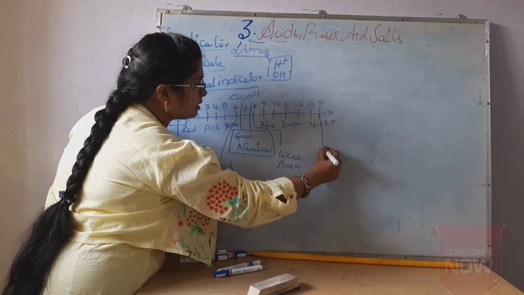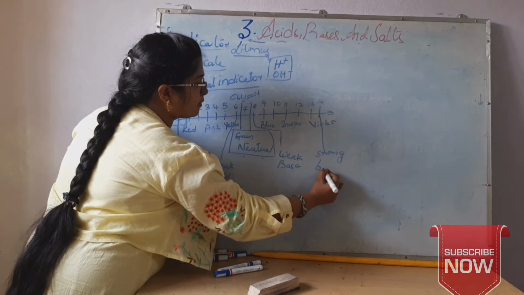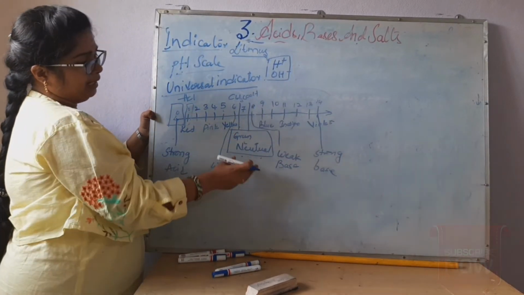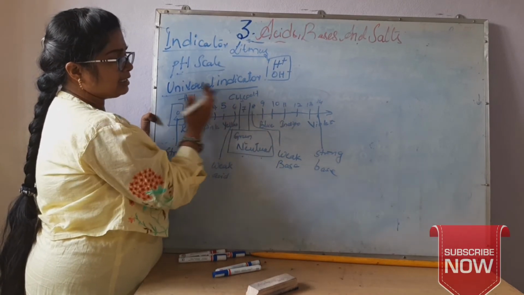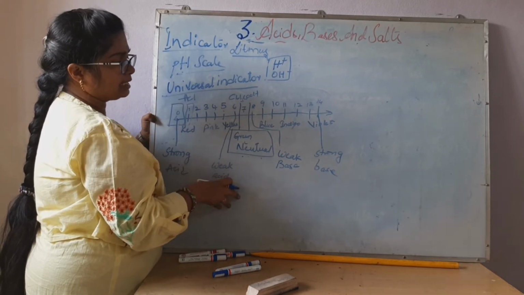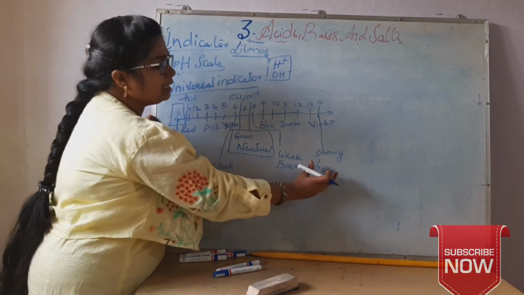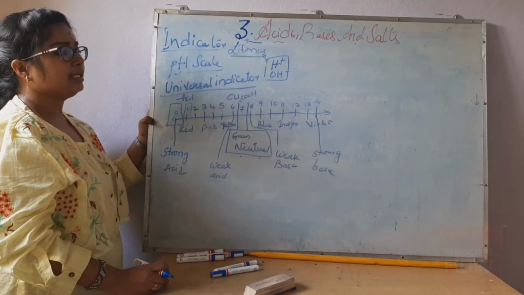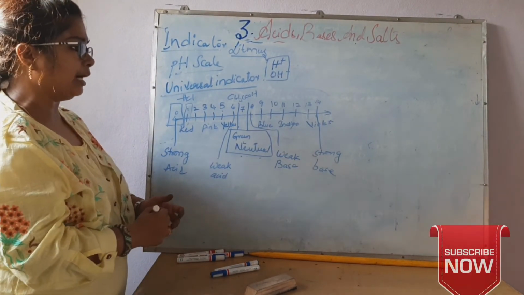And here it is strong base. Means you remember it in this way: 7 in the middle, and on the left and the right, weak. As this left side belongs to acids, it's a weak acid. As the right side belongs to base, it's a weak base. It's a strong acid and a strong base. This is how you need to represent the pH value.